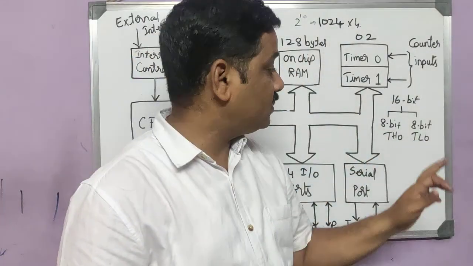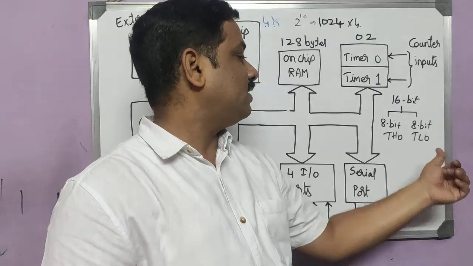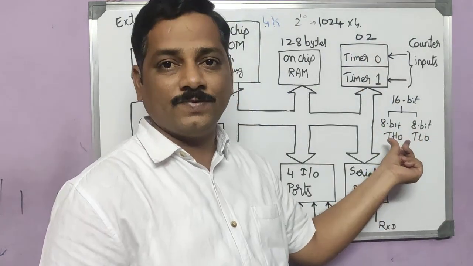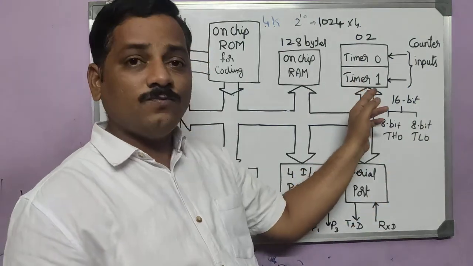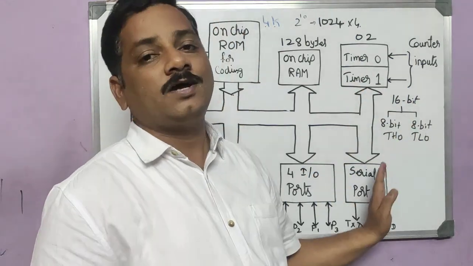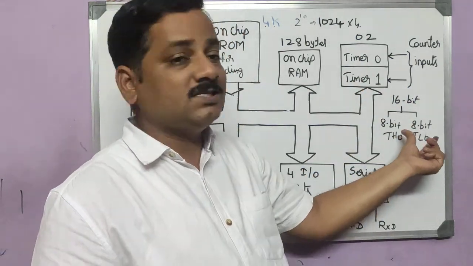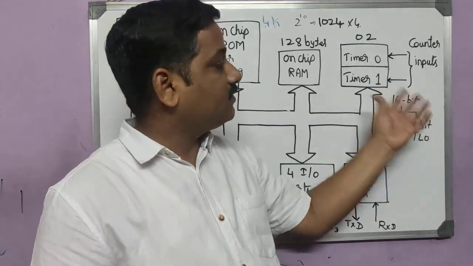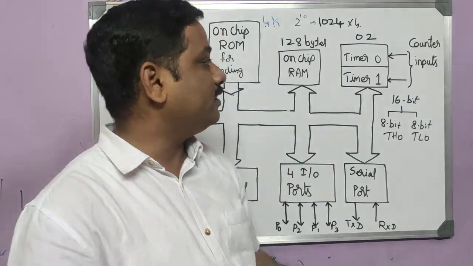T stands for timer, L stands for lower byte, and 0. So timer 0 will be split into TL0 and TH0. Similarly, timer 1 will also be split into TL1 and TH1. It will split that 16-bit data into two 8 bits, lower byte and higher byte, and it will make use of it.